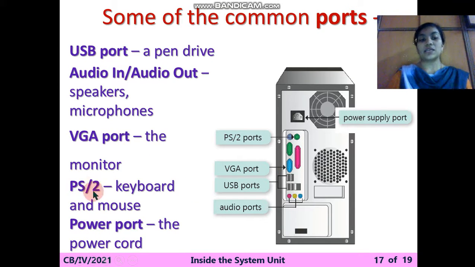Next is the PS2, that is the keyboard and the mouse port. These are the PS2 ports, in which we connect our keyboard and mouse. Simply, if you have a USB port, keyboard and mouse, the keyboard comes in the PS2 port, but if there is a mouse in the USB port, then you can also connect it with the USB port.